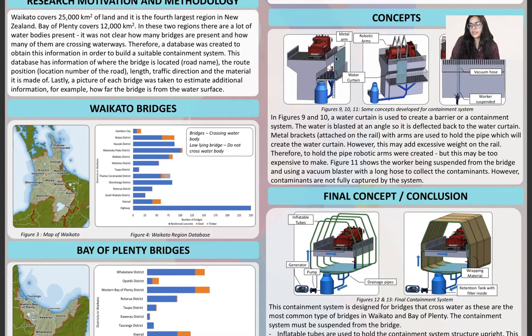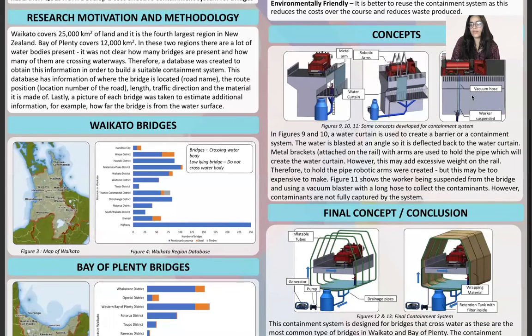But this could damage the bridge or could add a lot of weight. So I developed robotic arms to hold this pipe and be able to form a water curtain. But this would be really expensive to do. And the third concept was to have a long vacuum hose so that you can easily move along the bridge, but this wouldn't fully capture all the contaminants.